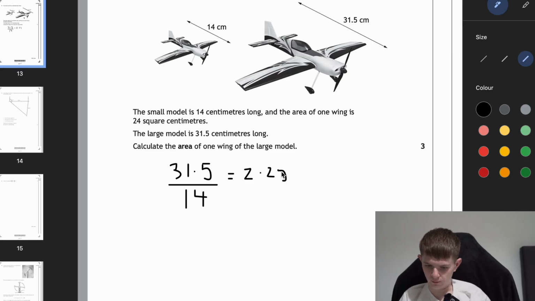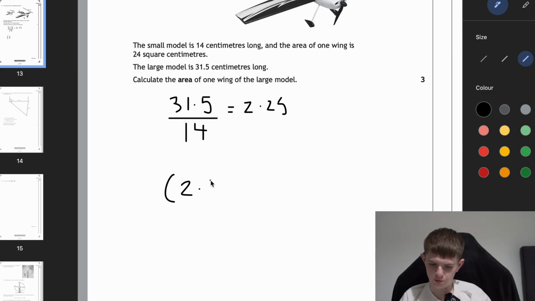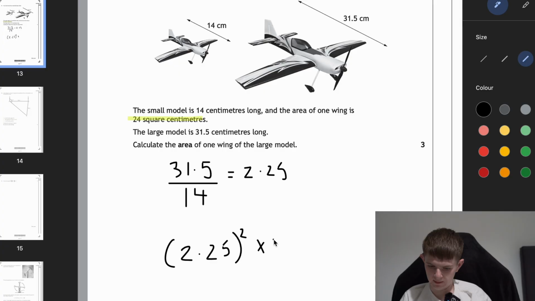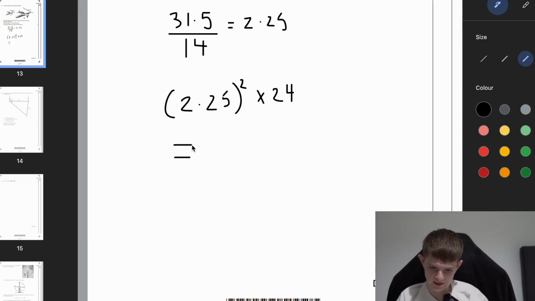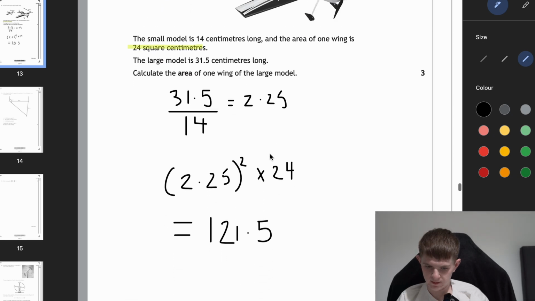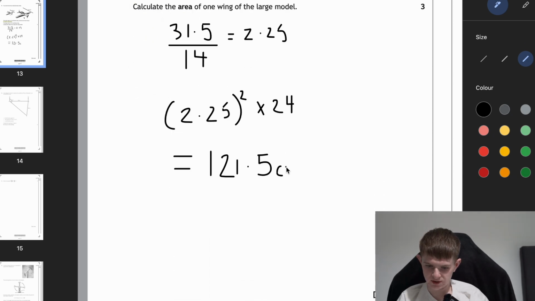That's 2.25. We're then going to square that number and times it by 24 in here. That's going to get us an answer of 121.5 centimeters squared.